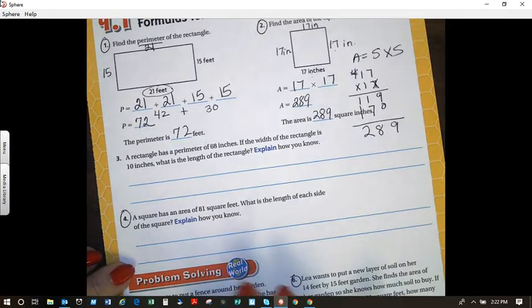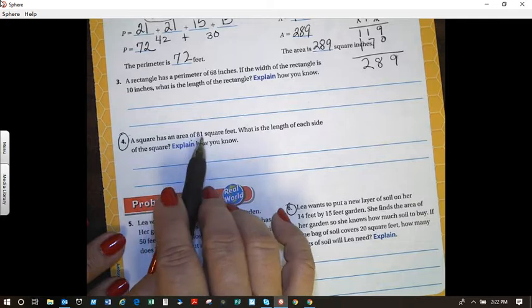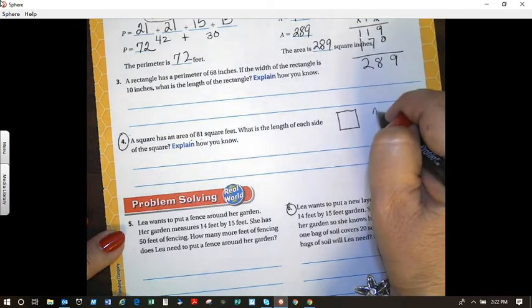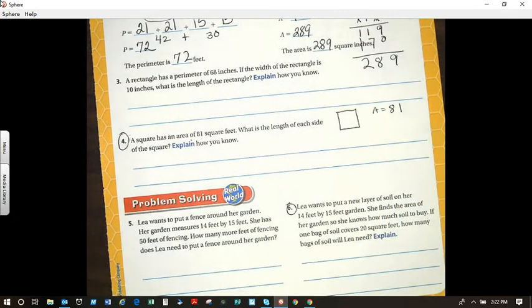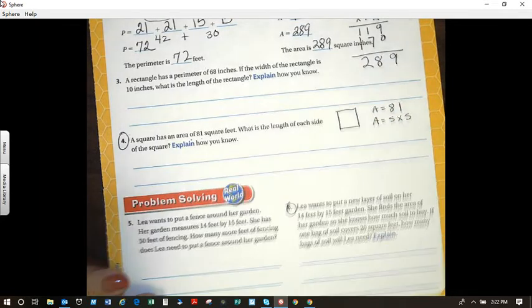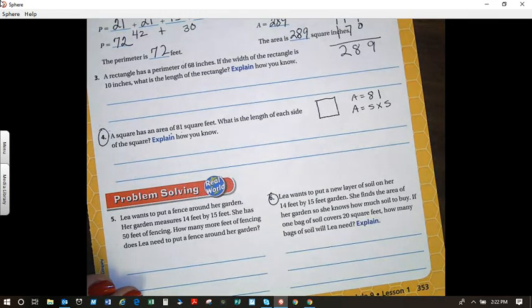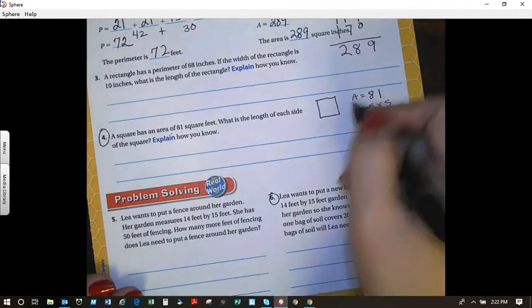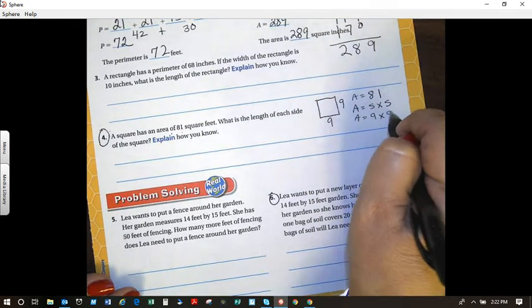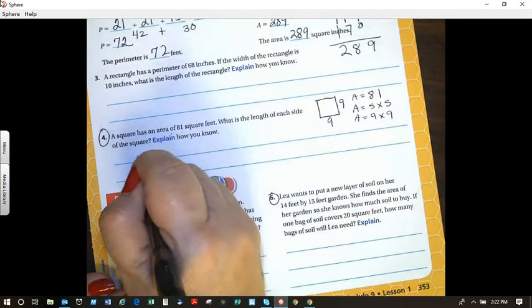All right, we're doing number 4. A square has an area of 81. So I'm going to draw out my square. And area equals 81. What is the length of each side of the square? Well, remember, area equals side times side. So what can you multiply together to get to 81? You're absolutely right. You have 9 times 9 equals 81. Very good. So the length of each side equals 9.